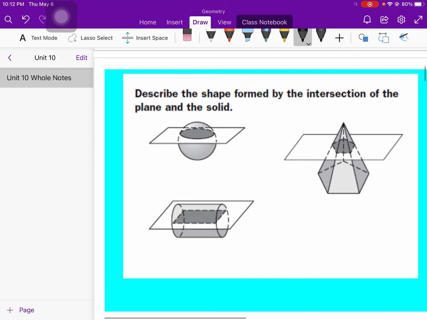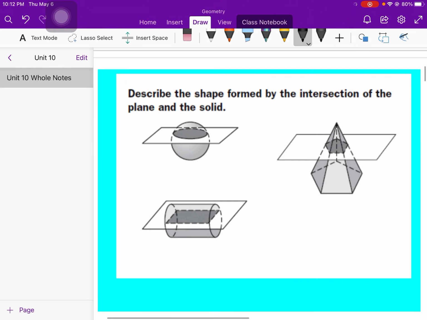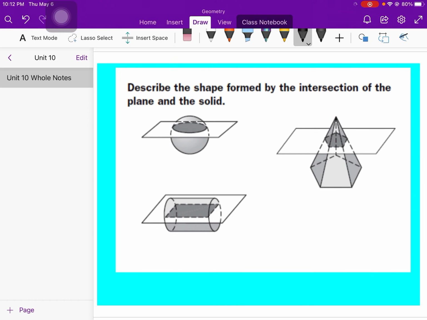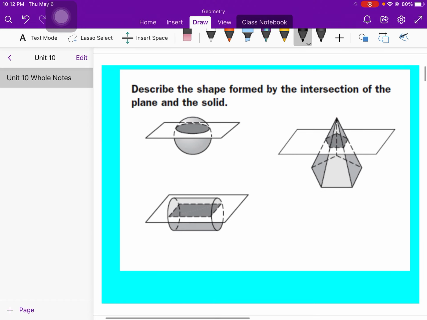So the next part says, describe the shape formed by the intersection of the plane and the solid. The first one's pretty easy to see. Notice it's the plane intersecting the sphere. This just makes a circle, and you can see it here outlined.